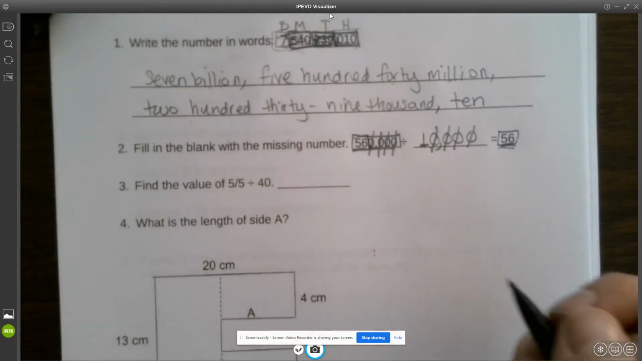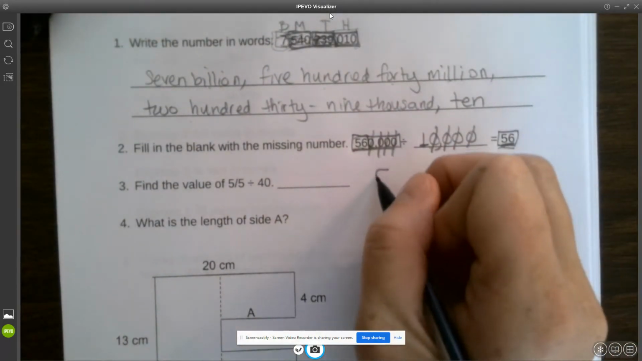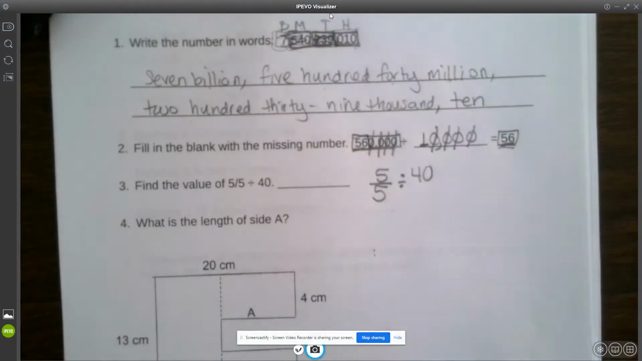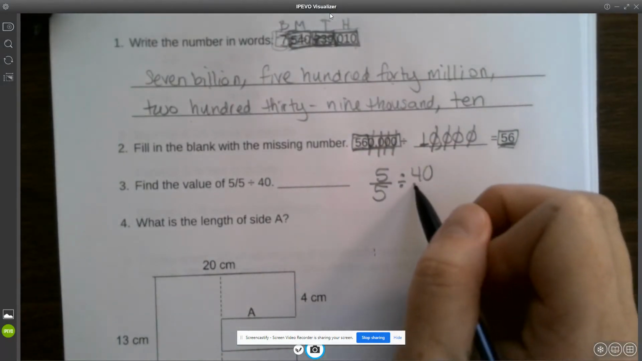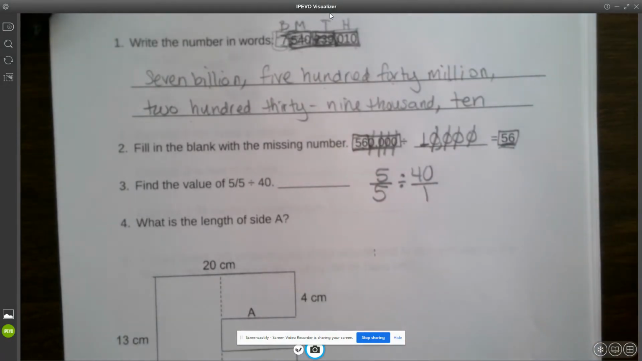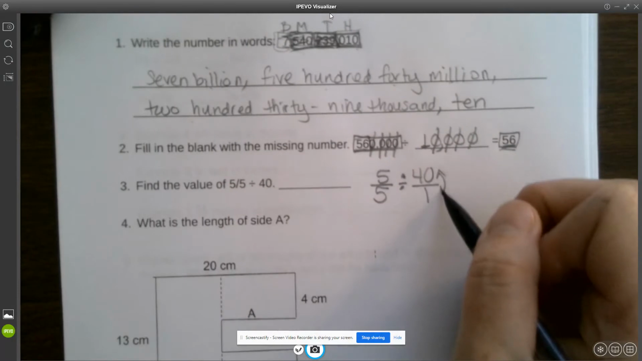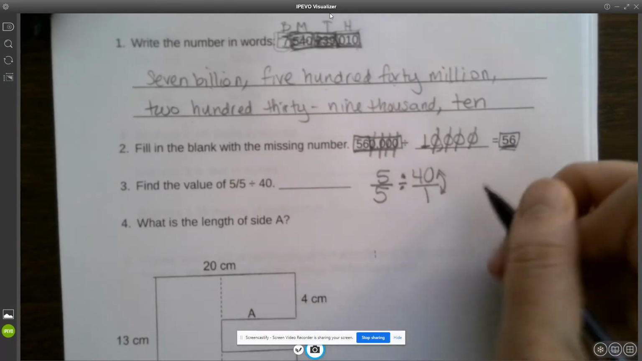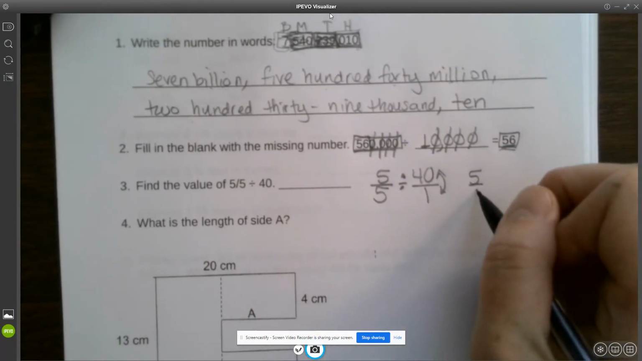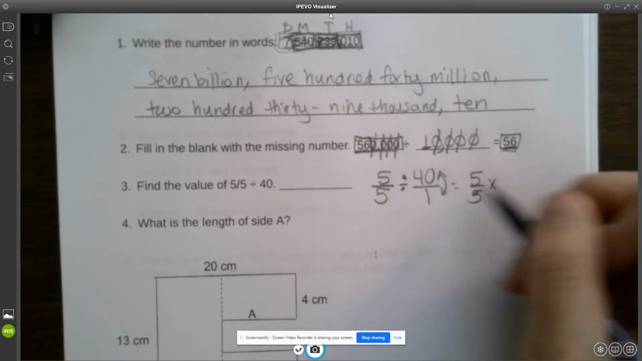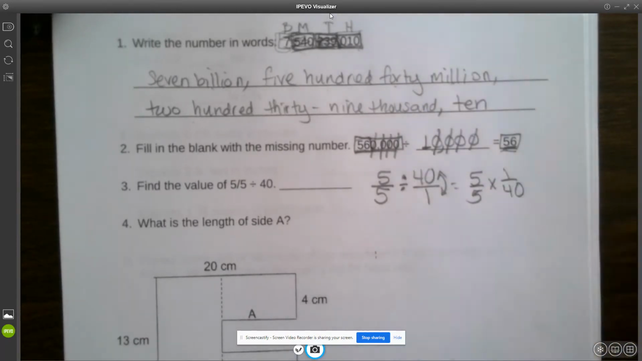Number 3, it says find the value of 5 divided by 5. So I'm going to divide it by 40. I'm going to show you how it would look like this. To do that, we're going to write 40 over 1. Now remember, when we're dividing, we really take the reciprocal, we flip this, and then multiply. So it's really 5 over 5 times 1 over 40.